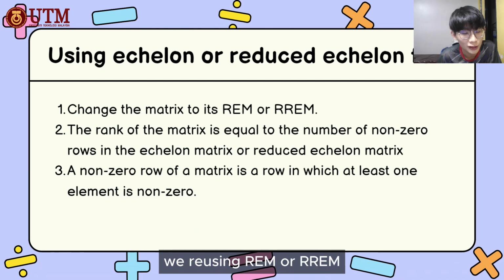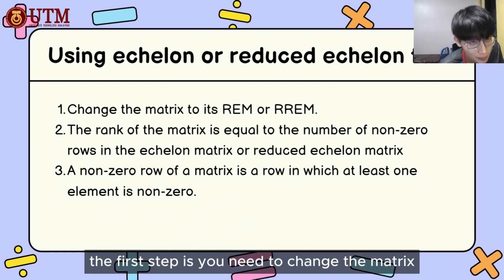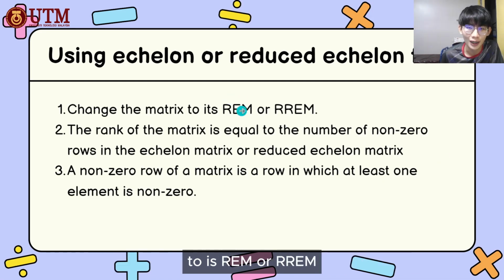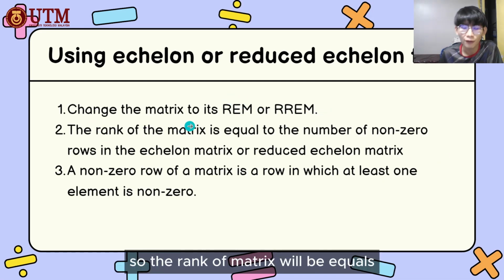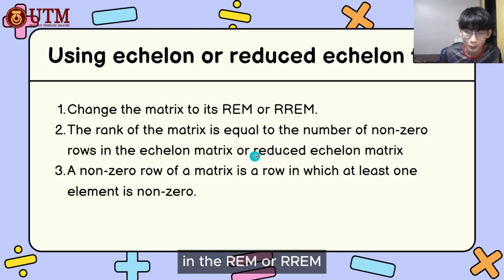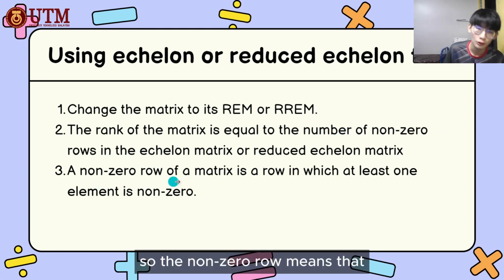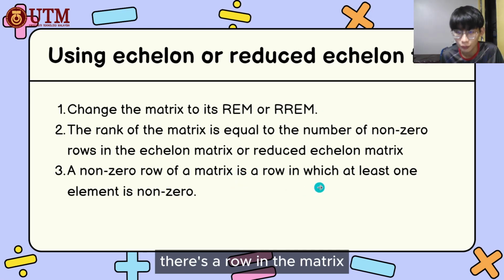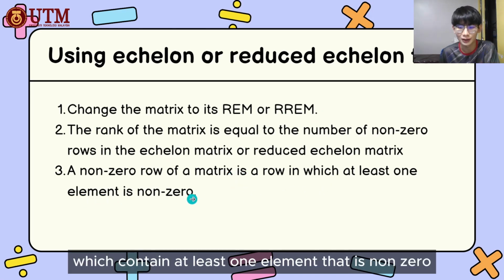The second way is using REM or RREM. In this way, the first step is to change the matrix to its REM or RREM. The rank of the matrix will equal the number of non-zero rows in the REM or RREM. A non-zero row means that there is a row in the matrix which contains at least one element that is non-zero.